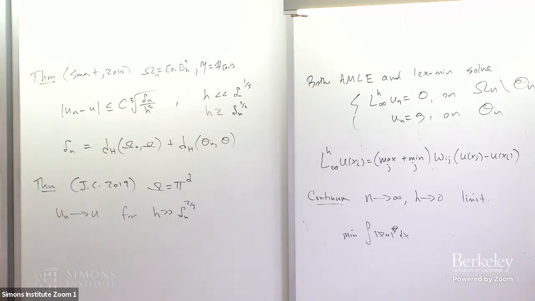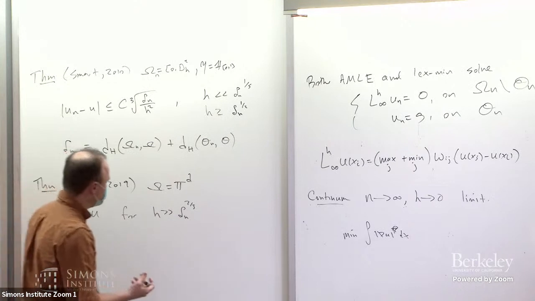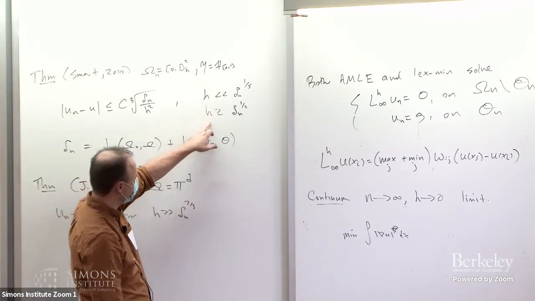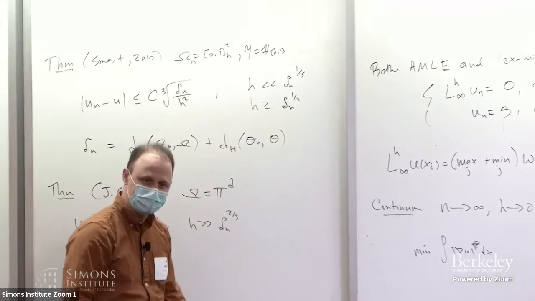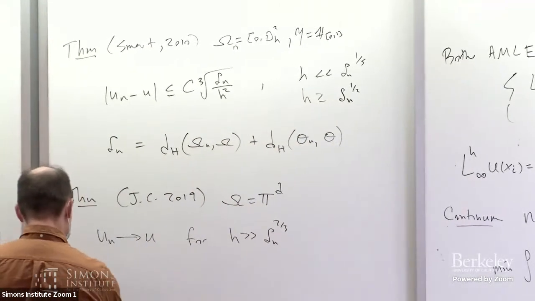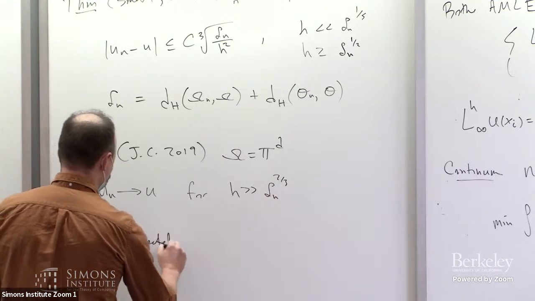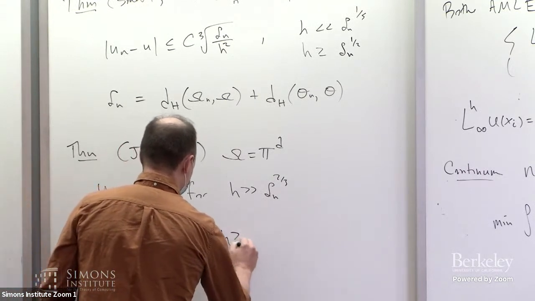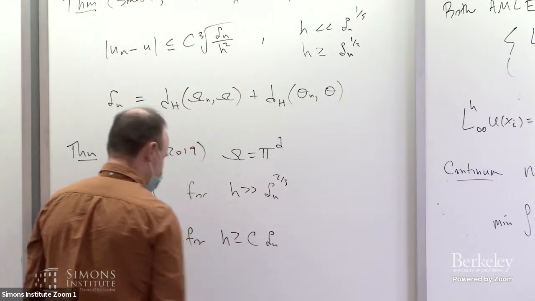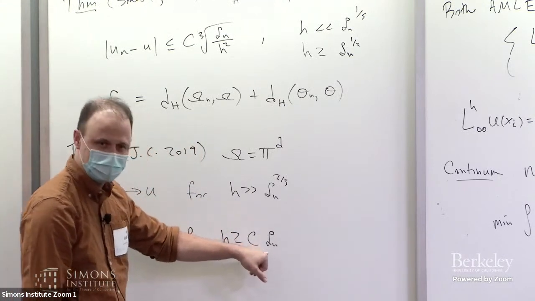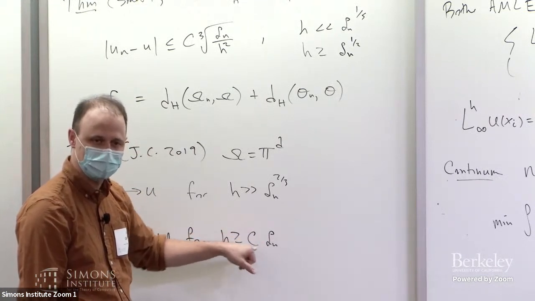And when you're working with graph-based learning, you actually want to work at length scales h. The h is the graph bandwidth. You want to work with length scales h that are very close to delta n. Essentially the graph is connected for h bigger than a constant times this delta n. And in practice, you usually work pretty close to this graph connectivity threshold. So you have very, very sparse graphs.